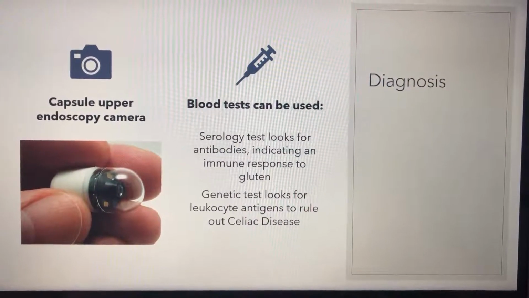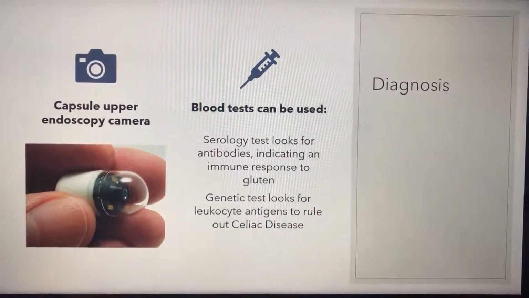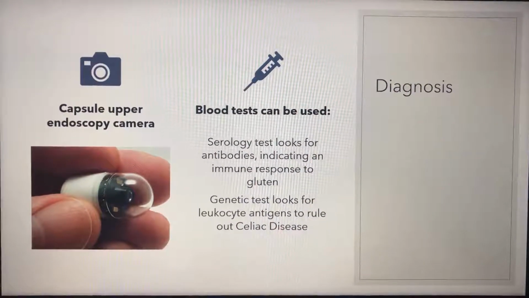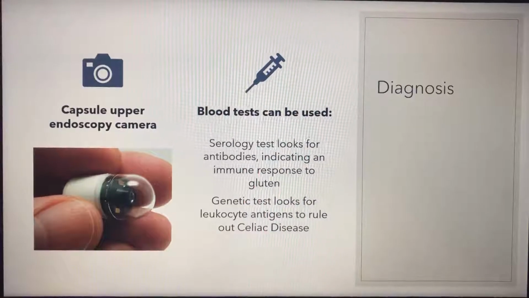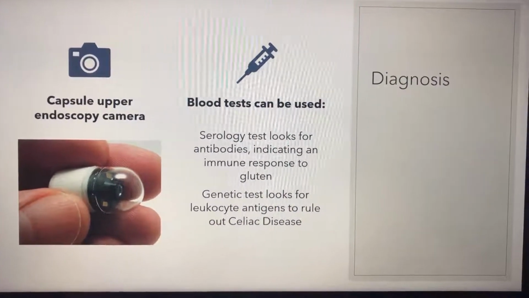There are other forms of endoscopies, such as generic upper endoscopies, which is when a flexible tube is sent down the patient's throat with a camera attached, yet this procedure does not access the small intestine as easily.